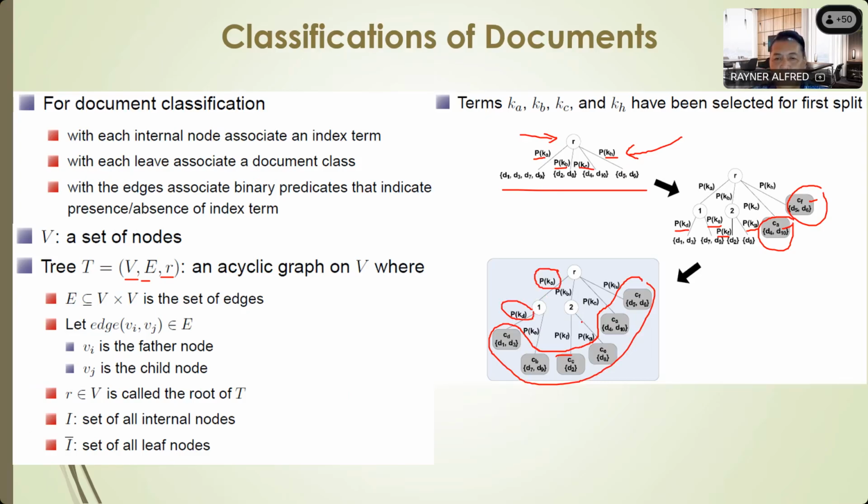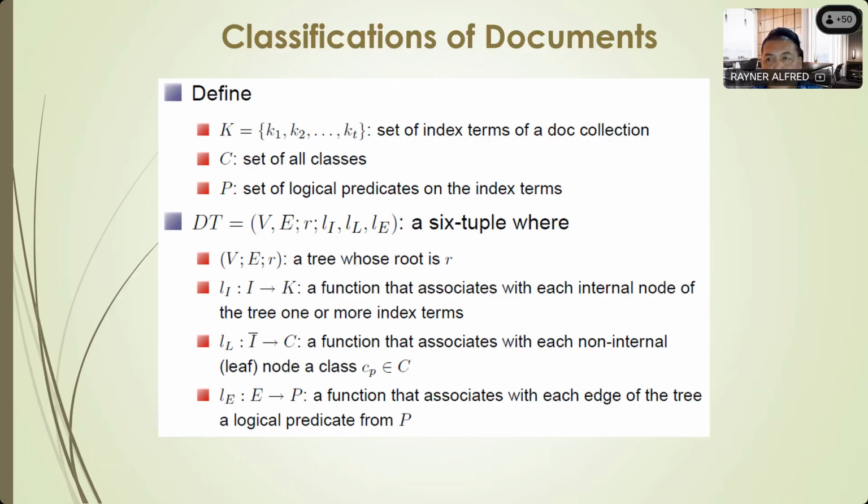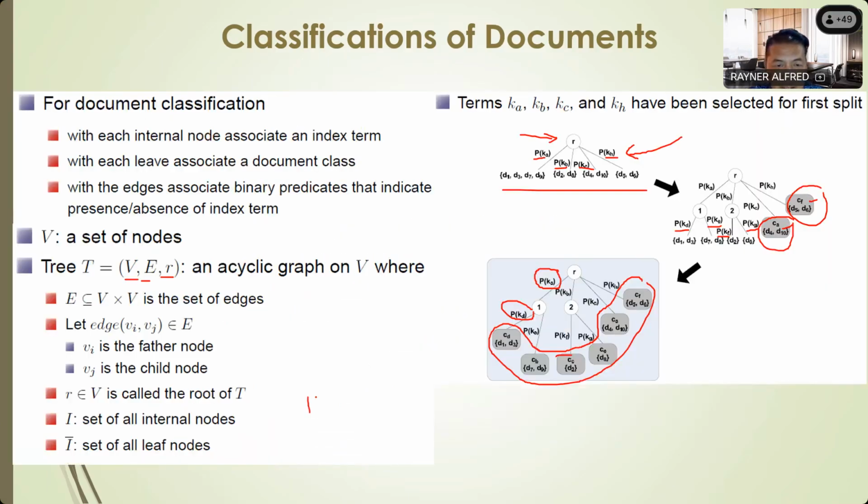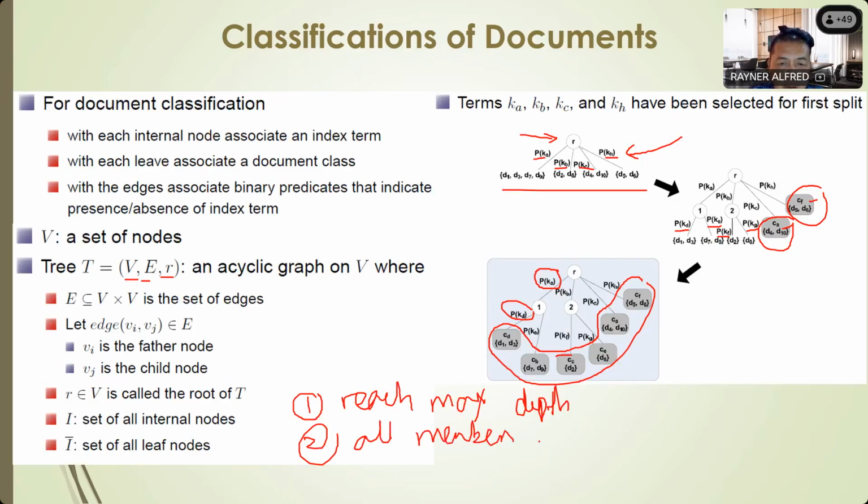We will continue going down until we meet the stopping condition. The first one is that we reach the maximum depth, or we reach the point where all members belong to the same class.